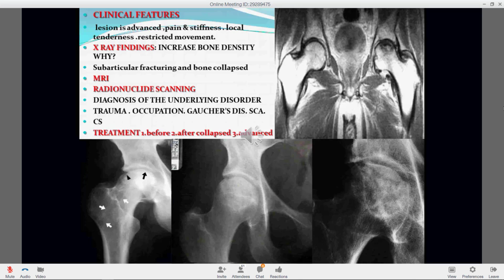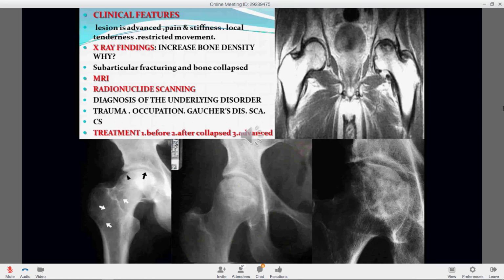We have before or after collapse, or advanced. Before collapse, the bone still contains its original structure. So the treatment will be relief of the stress on that bone, and if there is increased intraosseous pressure, we have to do decompression of the bone. And we have to treat the cause.